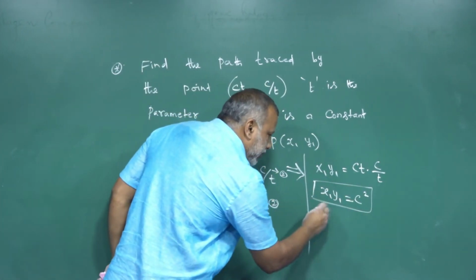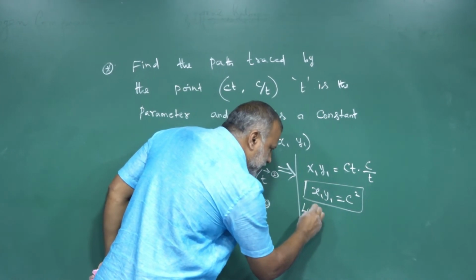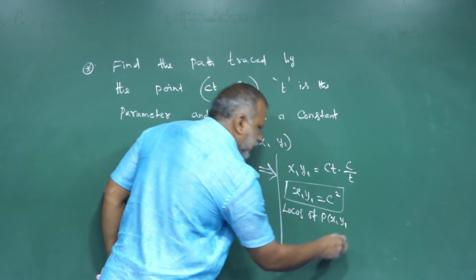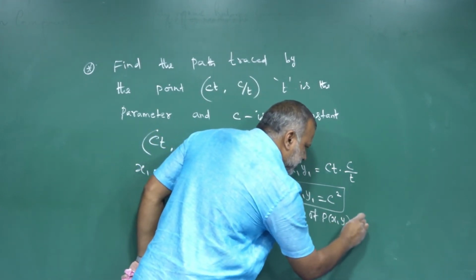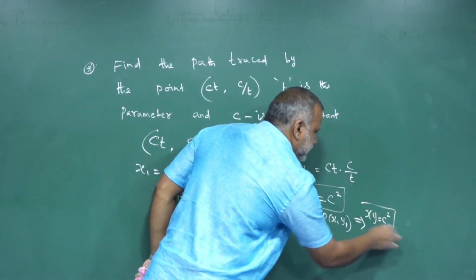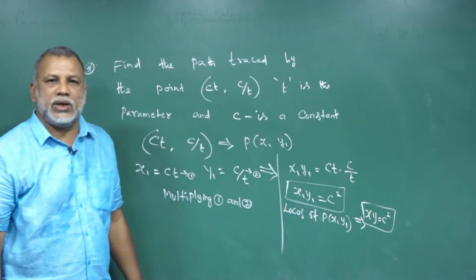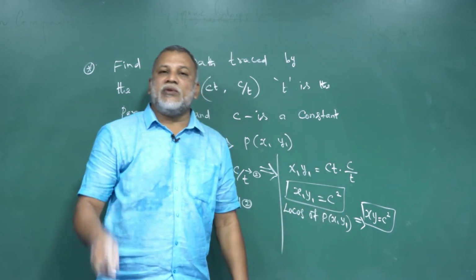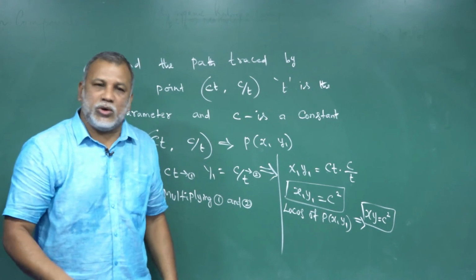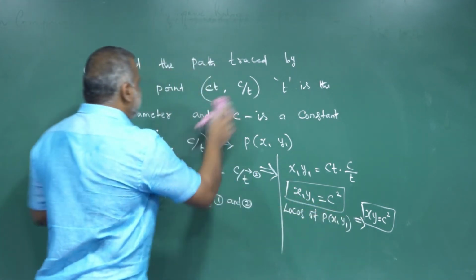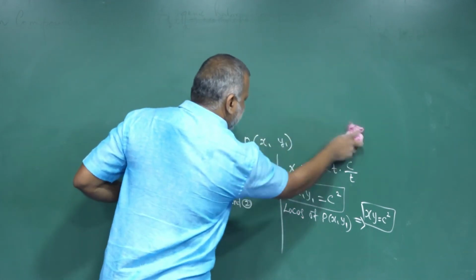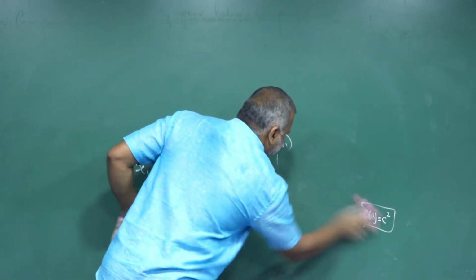Now I have to find the locus. So the locus of P(x1, y1) is xy equal to c squared. It represents the equation of a rectangular hyperbola. In the previous question I discussed the hyperbola. This represents xy equal to c squared. Once again I am writing this here.